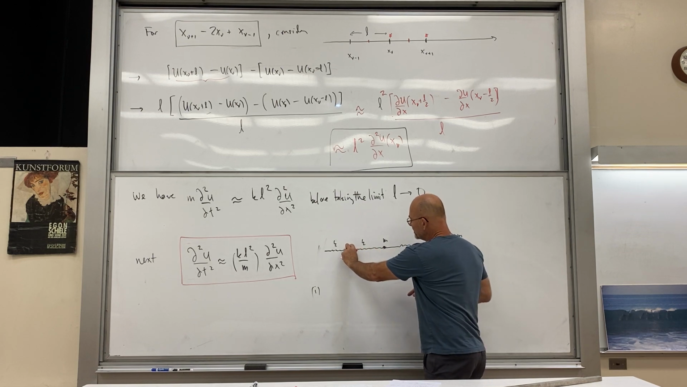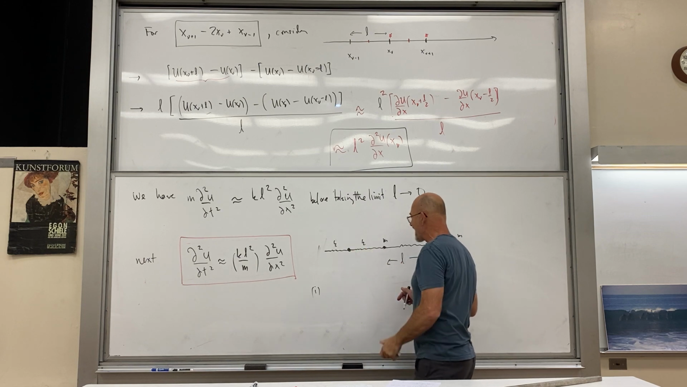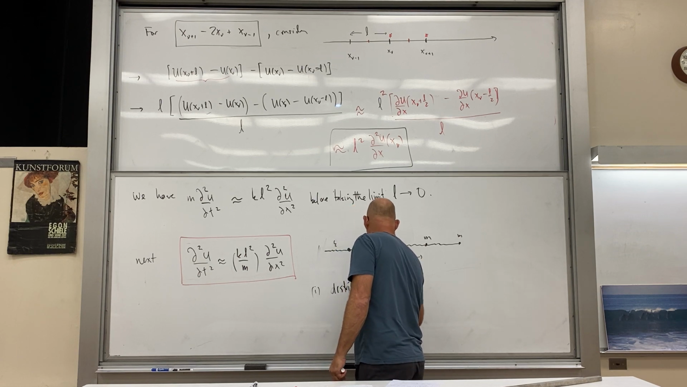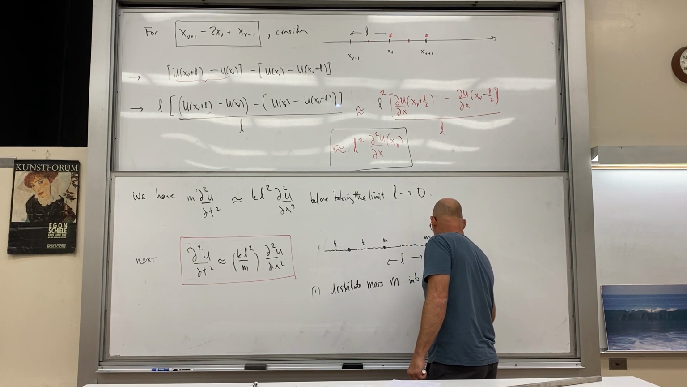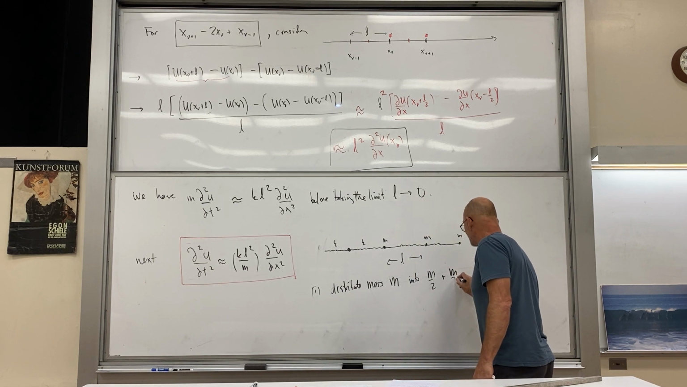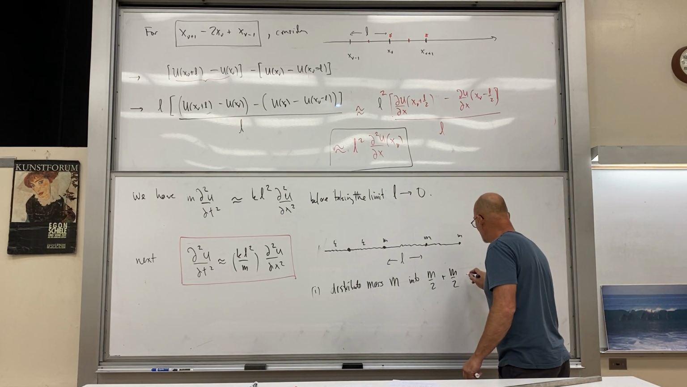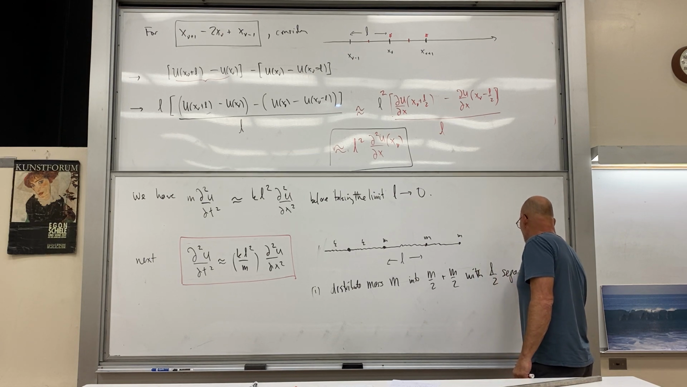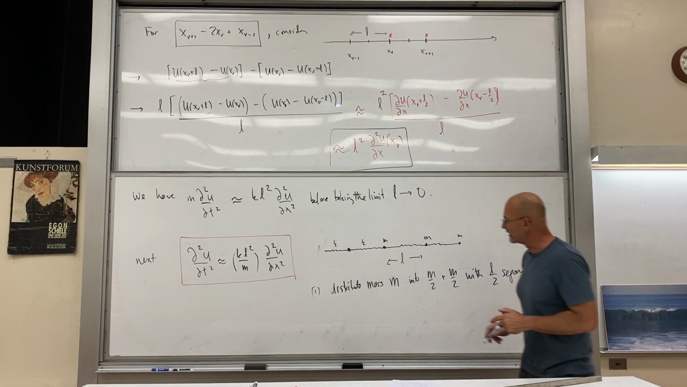We imagine distributing this mass, cutting it in half. So distribute masses: mass m into m over 2 plus m over 2, and they're now separated by L over 2, with L over 2 separation. Okay. And something interesting happens.